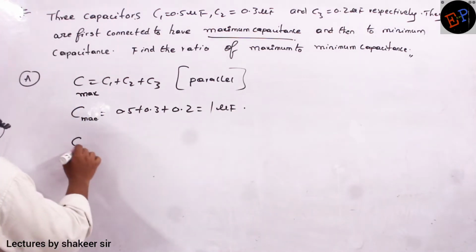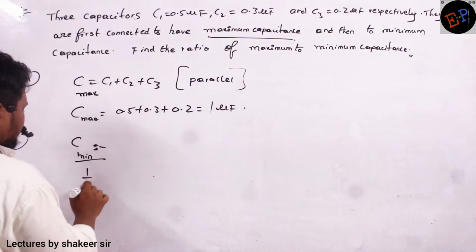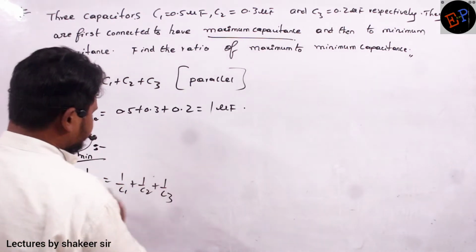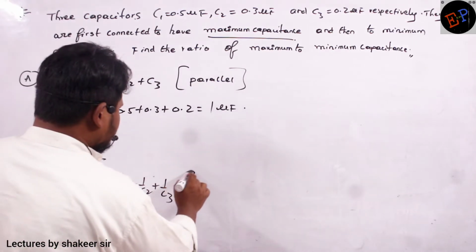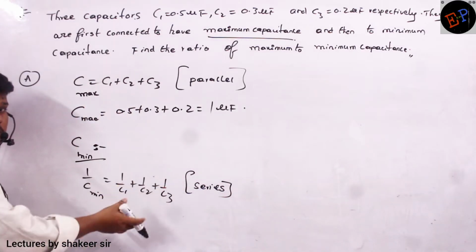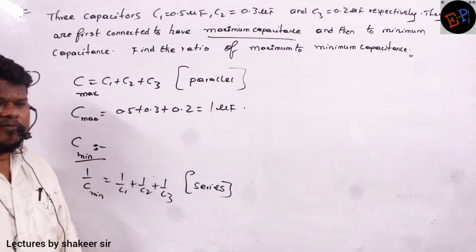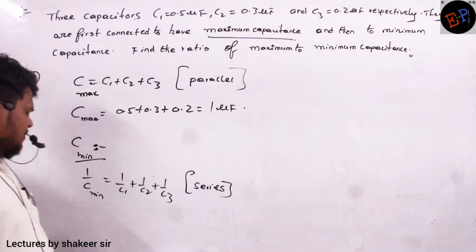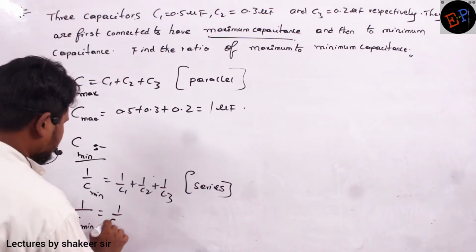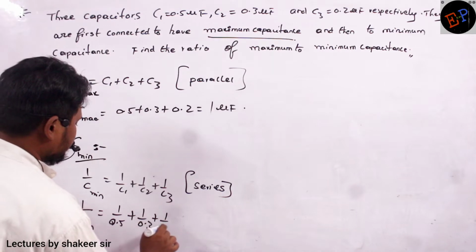Clear now? And minimum capacitance is possible in which condition? 1 by C minimum is equal to 1 by C1 plus 1 by C2 plus 1 by C3. This is possible in series connection. Here you are adding the reciprocals. If you add the reciprocals, the total value will definitely be lesser. So C minimum: 1 by 0.5 plus 1 by 0.3 plus 1 by 0.2.